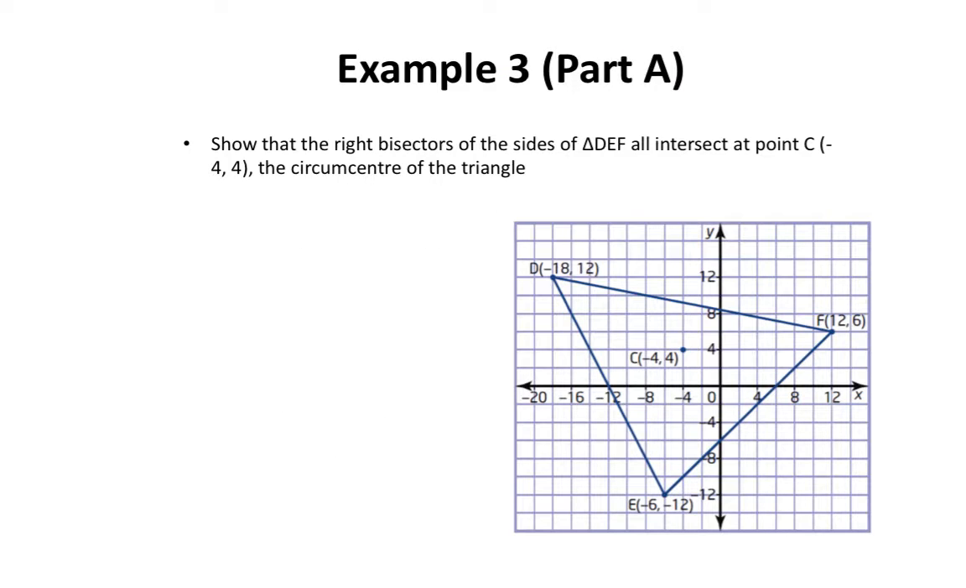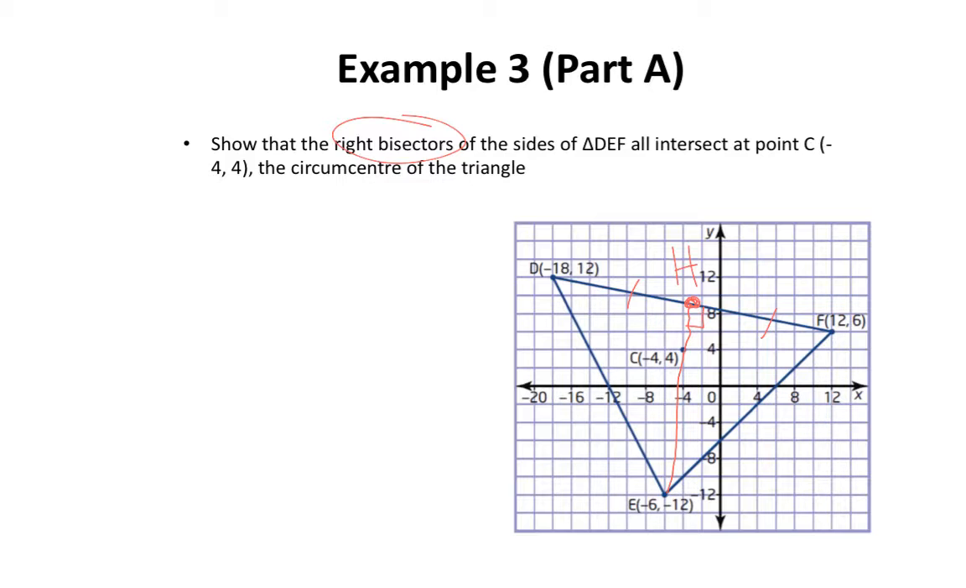In our third example, we want to show that the right bisectors of the sides of triangle DEF all intersect at point C, which is called the circumcenter of the triangle. I'm going to draw a right bisector in my diagram. It's going to look something like this. It's going to form a 90-degree angle with that side of the triangle, and this length is going to be equal to that length. I'm going to call this point H.